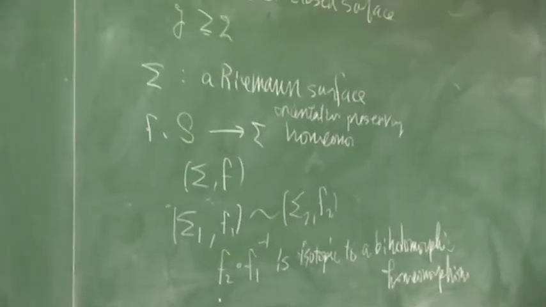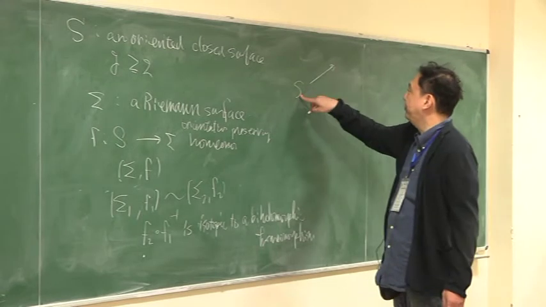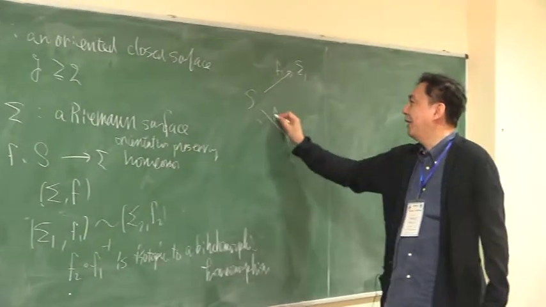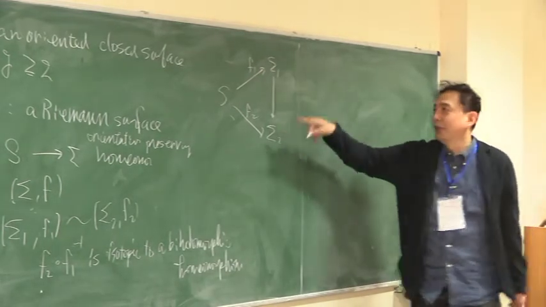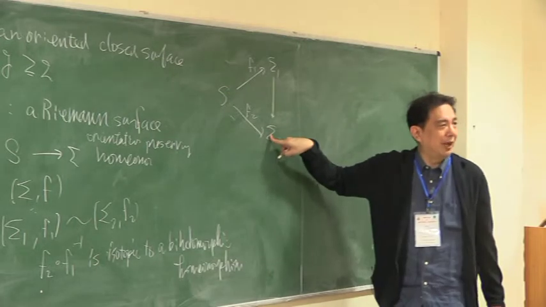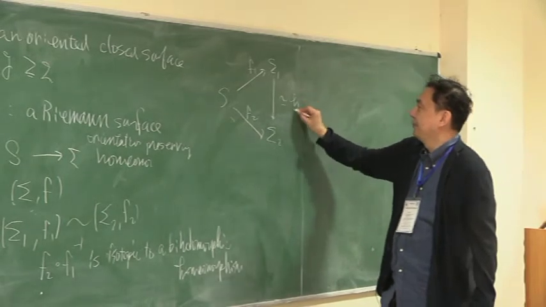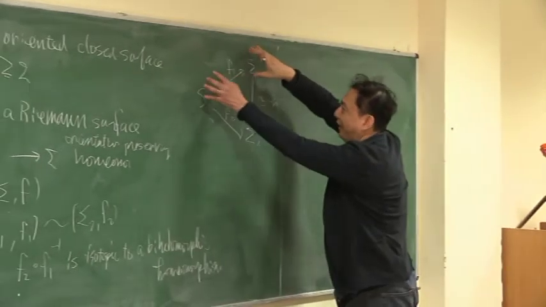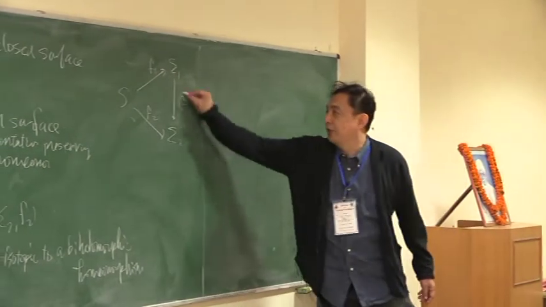S is just a topological object. So the picture is like that. From S to sigma 1, you have a homeomorphism like that, and to sigma 2, you have another homeomorphism like that. So we consider the map from sigma 1 to sigma 2, which is homotopic to the composition of these two maps. And if this map is homotopic to some conformal or biholomorphic map, then we regard this pair and that pair as equivalent, isotopic.